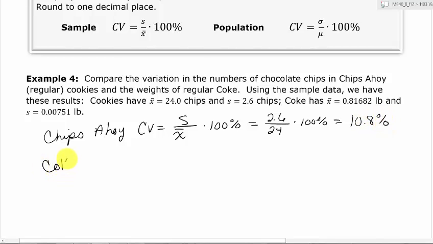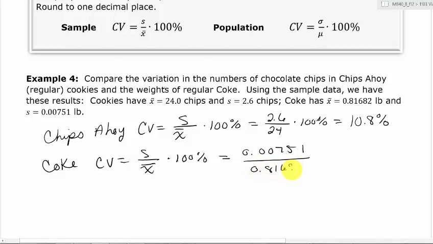Now do the same thing for Coke. Our CV is the standard deviation divided by the mean x bar times 100%. And that would be 0.00751 divided by 0.81682 times 100%. So computing that, 0.00751 divided by 0.81682, and then multiplying that by 100%, and rounding to one decimal place, we get 0.9%.